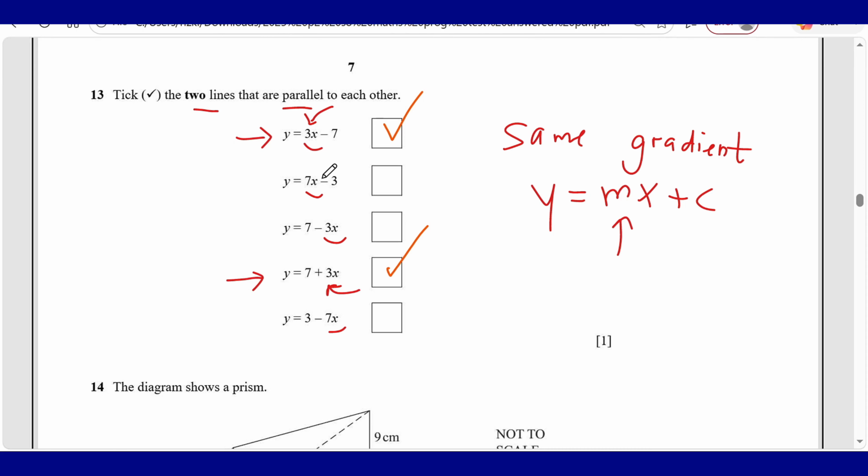Well, this one has the gradient of 7, and this one negative 7. If it's opposite sign, they are different. This is negative 3, and so it's different. So we hope it's clear. Let's move on.